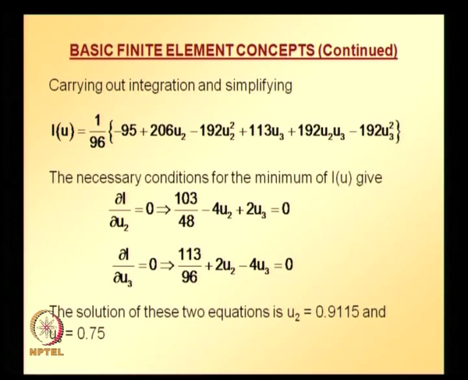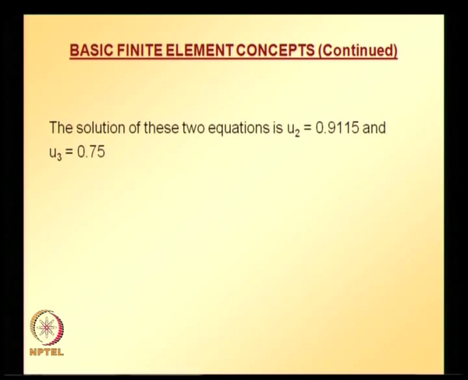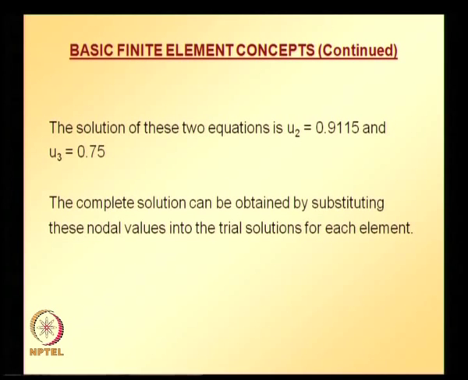The solution of these equations gives u 2 is equal to 0.9115 and u 3 is equal to 0.75. And once we get these two nodal values, we can go back to each element. The complete solution can be obtained by substituting these nodal values into the trial solution for each element.